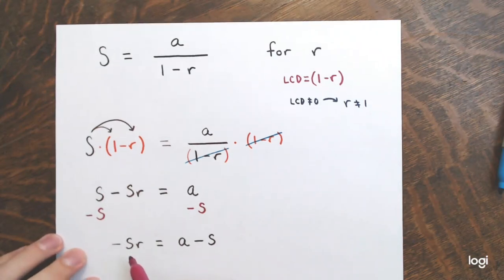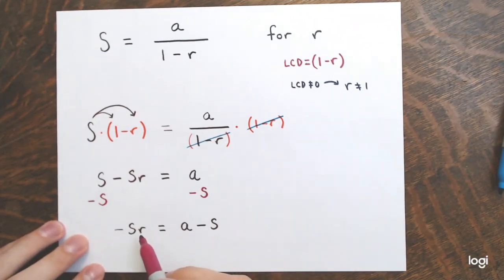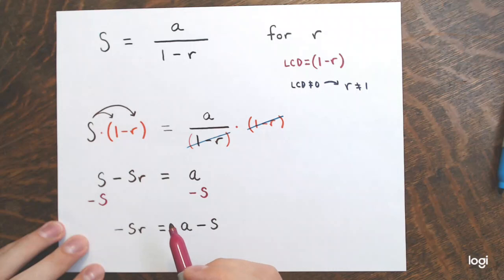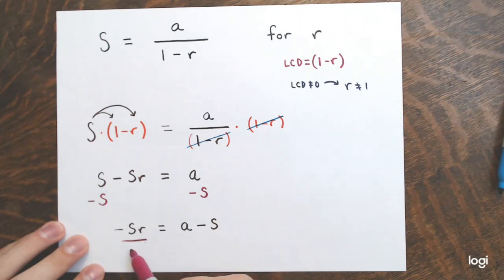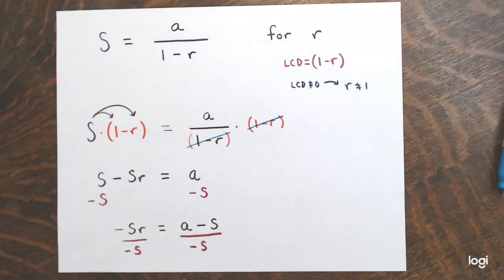Now that I have the only terms with r on one side, and everything without r on the other, I want to get 1r, not negative sr. So do a little division. This is r times negative s. We can divide now by negative s, and do the same thing to this whole side here. The whole thing, not just the first term, not just the second term, but both of them. That entire side is divided by this negative s.